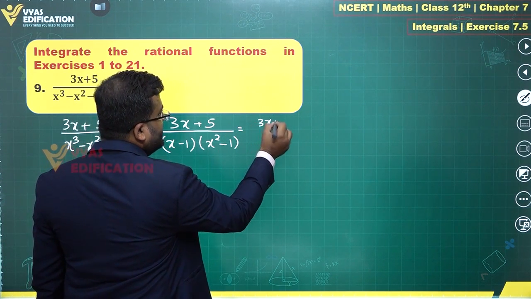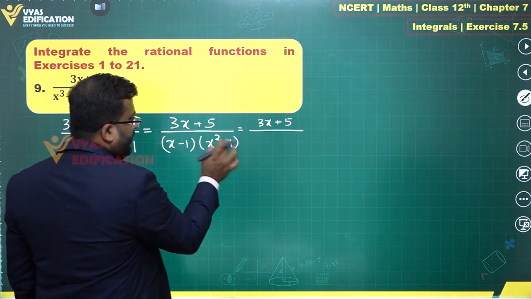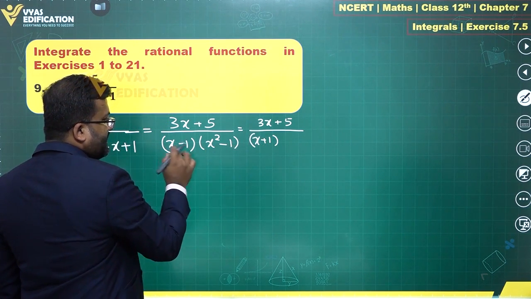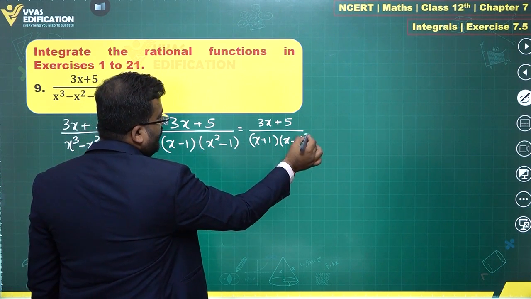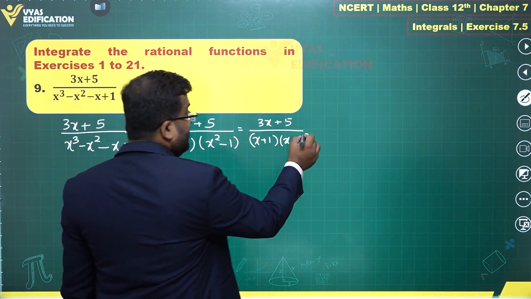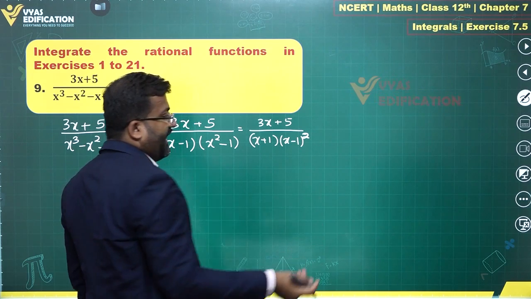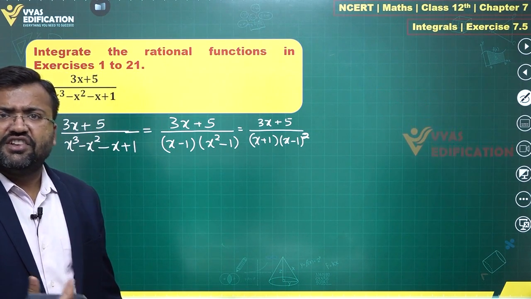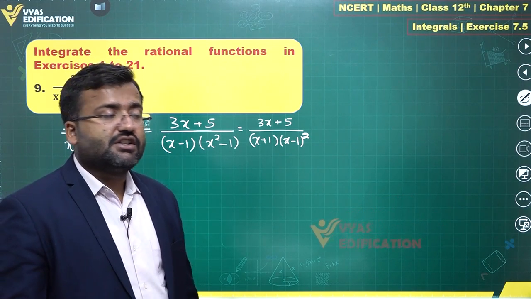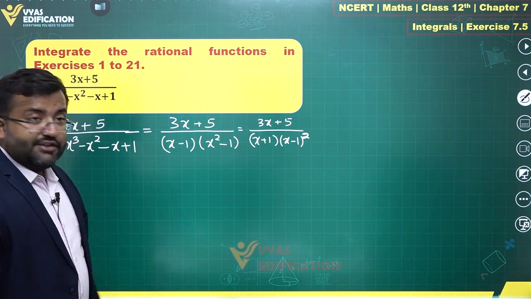So I can factorize this further. This becomes 3x plus 5 in the numerator, and in the denominator this will be converted to (x plus 1) times (x minus 1), and with the other x minus 1 it will be (x minus 1) squared. So we have converted the denominator into linear factors. There are no quadratic factors. The next step is to write them as partial fractions. Let's do it.